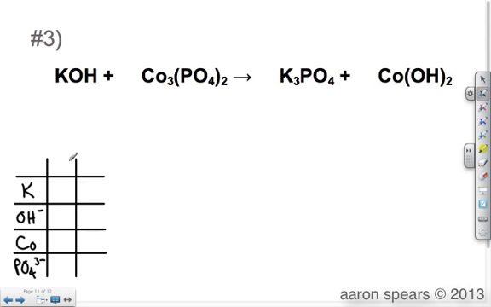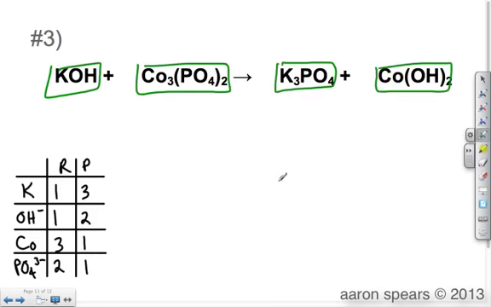Looking at the reactant and product side, first starting with the reactant side, I notice I have 1 potassium, 1 hydroxide ion, 3 cobalt atoms, and 2 phosphate ions. On the product side, I have 3 potassium atoms, 2 hydroxide ions, 1 cobalt atom, and 1 phosphate ion. Next, I'm going to put a box around each reactant and product.